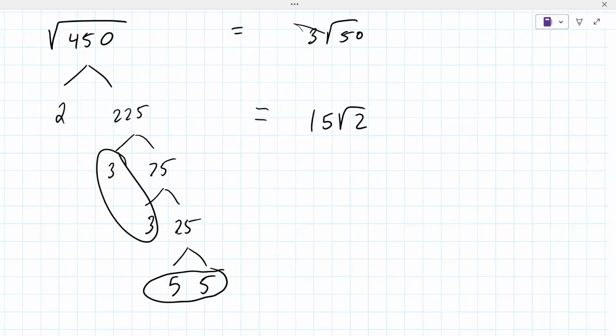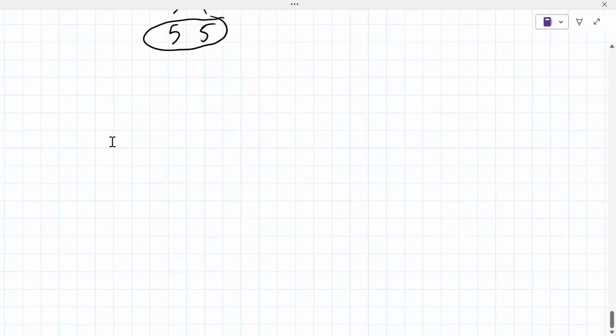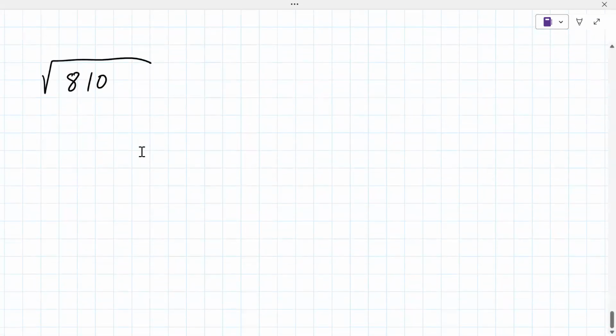Okay. All right, let's do one more. The numbers, unfortunately, they just get monstrous here, but it's totally doable. Square root of 810. Try that, please.